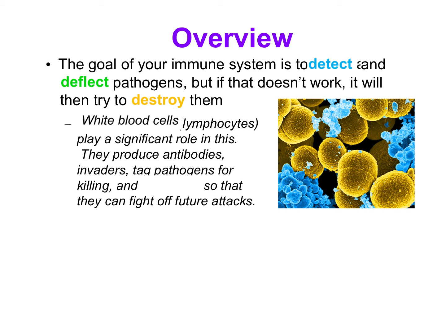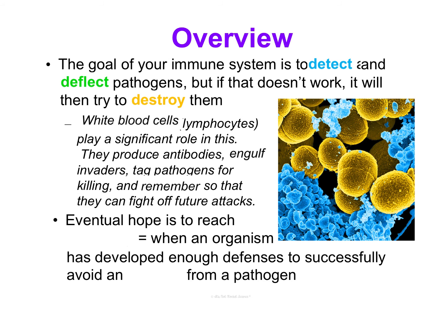They are the things that are out producing our antibodies, and they are going to engulf our invaders, so they're literally eating them, and they tag pathogens for killing. They are also special in that they have memory, so they can remember things so that they can fight off those same attacks in the future. Eventually our goal is that we will reach immunity, and immunity is when an organism has developed enough defense to successfully avoid an invasion from that pathogen again.